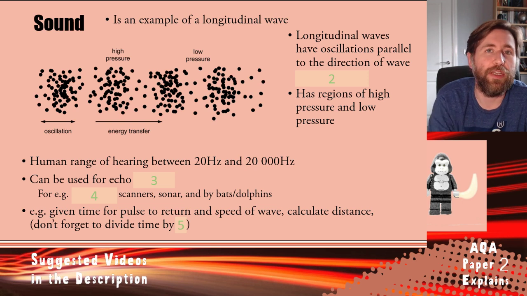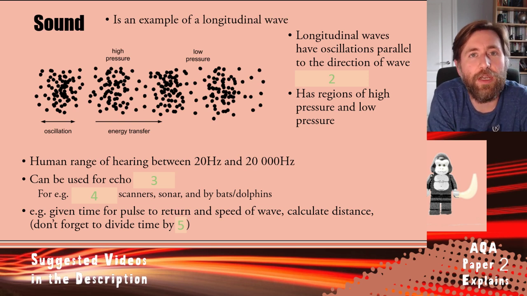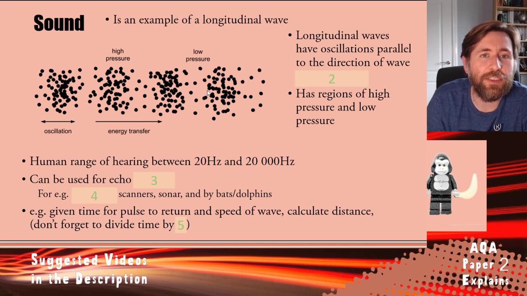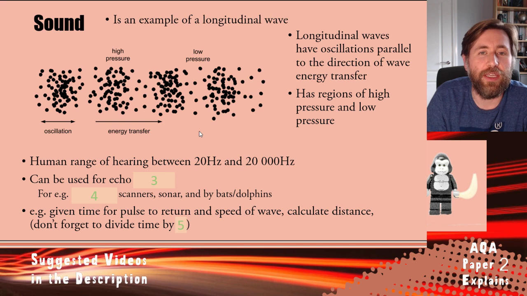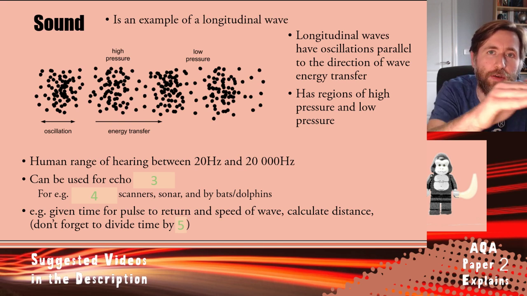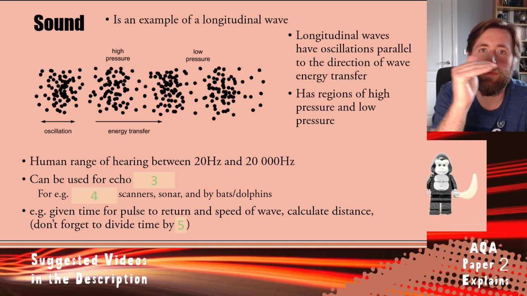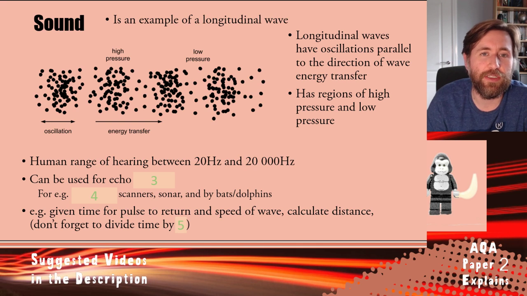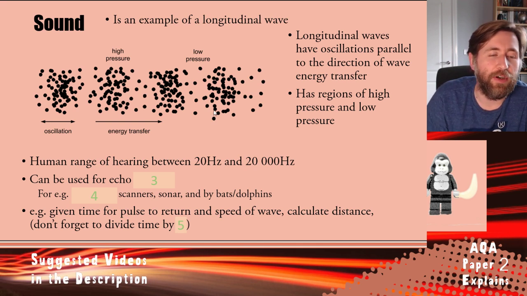Sound is an example of a longitudinal wave, which has regions of high pressure and low pressure. Remember, when you're describing longitudinal waves, that you have oscillations or vibrations parallel to the direction of wave energy transfer. Oscillation and wave are two different things. The wave is moving along, the oscillation is just backwards and forwards on the spot in this case. So oscillation is parallel to the direction of wave energy transfer. This is regions, as I said, of high pressure and low pressure.